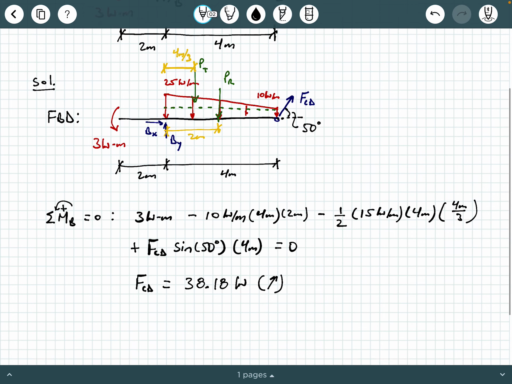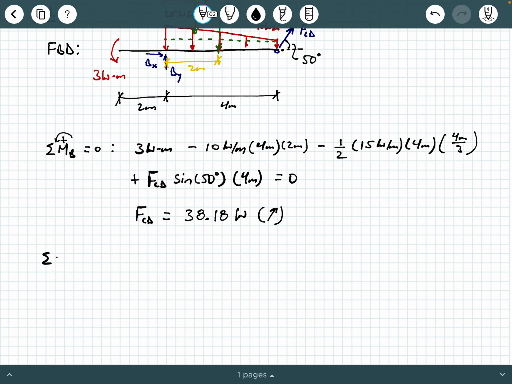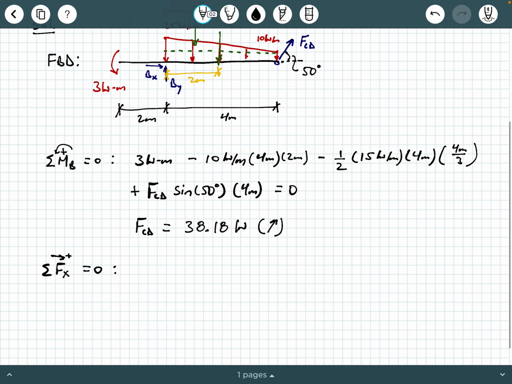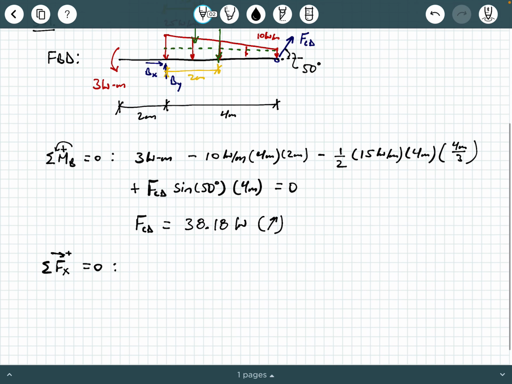Next, I can apply my next equilibrium equation. I'm going to say sum of the forces in the x direction equals 0. Now, for this equilibrium equation, you're going to look at everything that has an x component moving from left to right, and specifically every force that has an x component. So the first one we encounter is Bx, and then the second one we encounter is FCD that we just solved for. So we're going to say plus FCD times the cosine of 50 degrees equals 0.